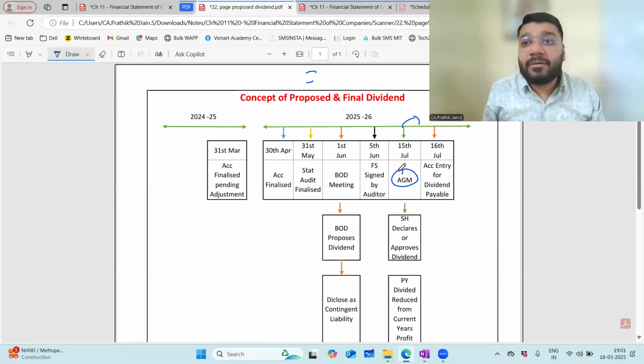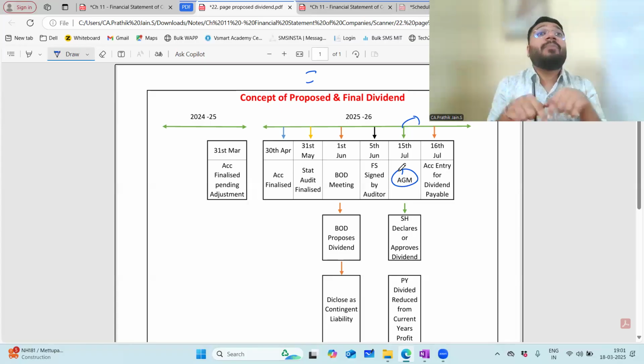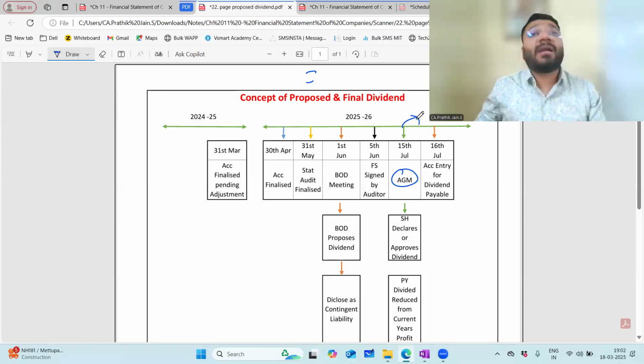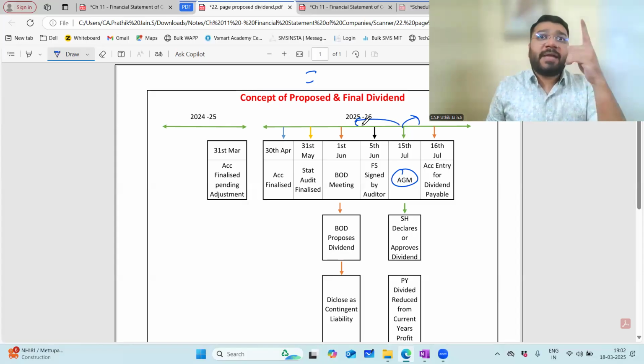I cannot tell it because in the AGM, as per the company law, we have to give them the signed report. Company law says that. So you cannot sign the financial statement after AGM. Company law does not permit. Hence, you have to sign the financial statement before AGM. Have I answered your query, Balaji?